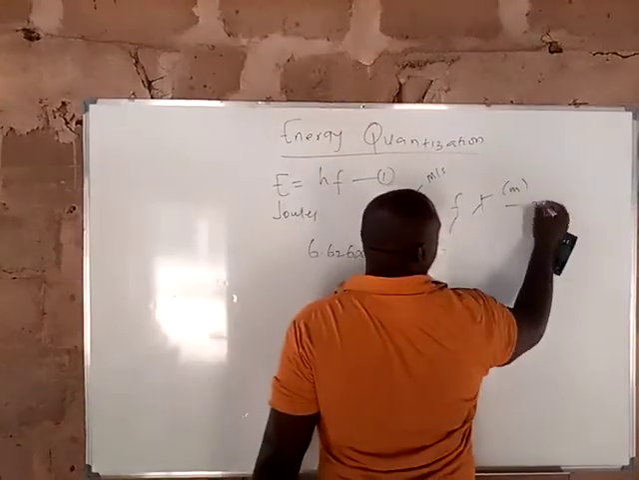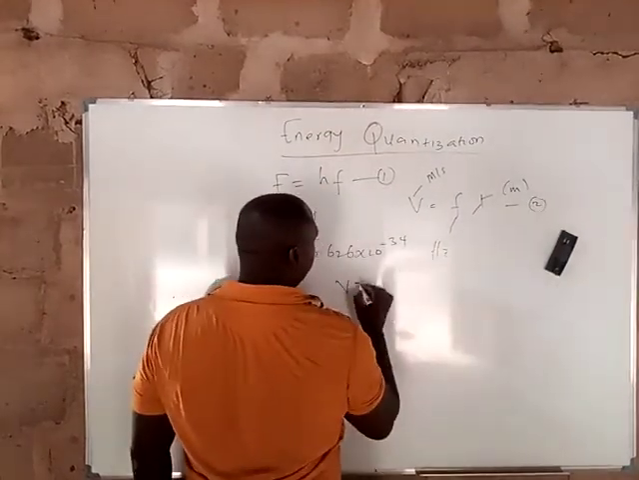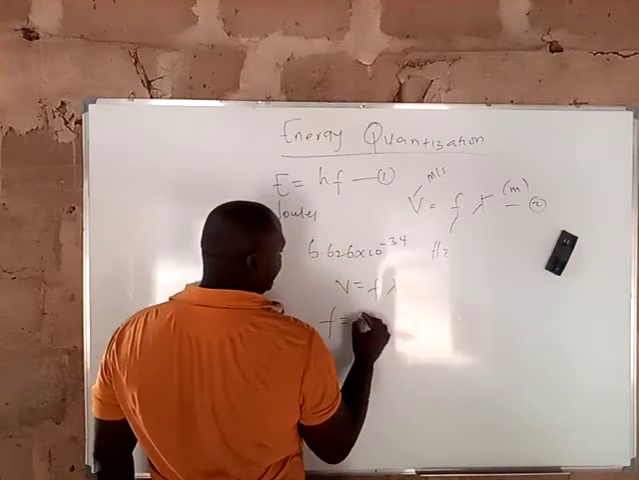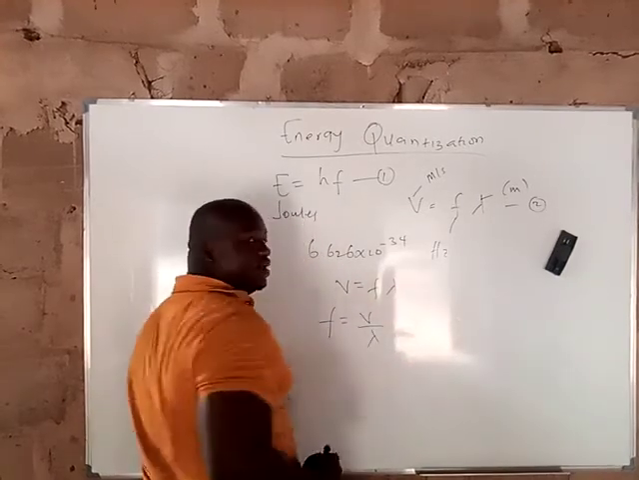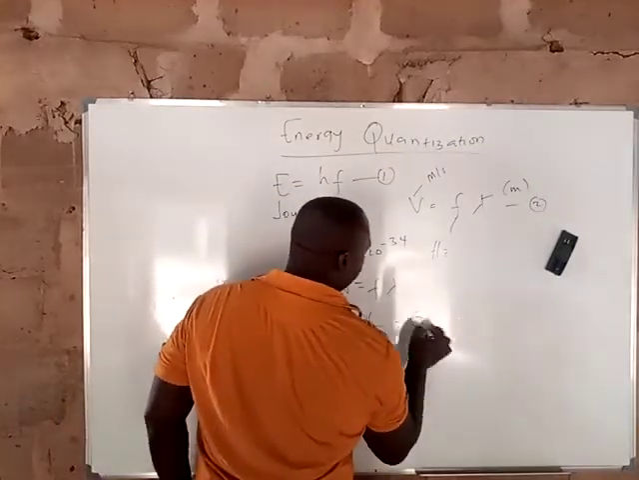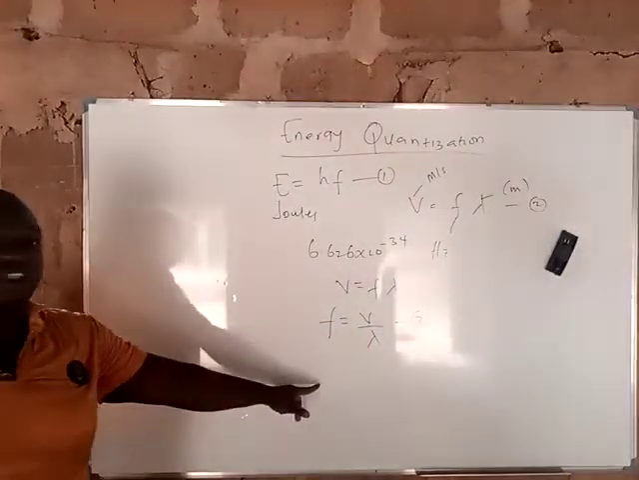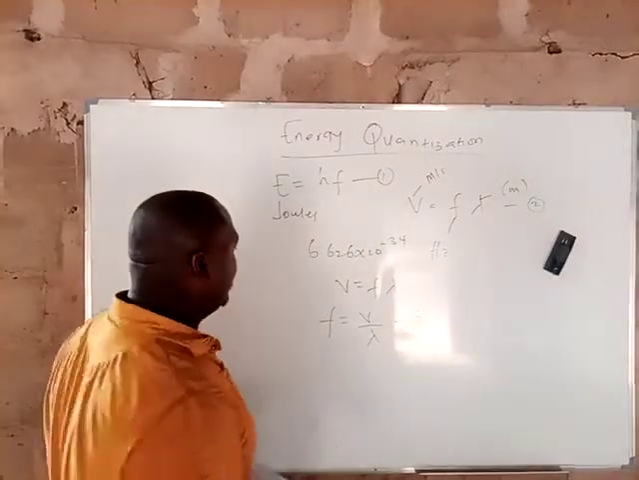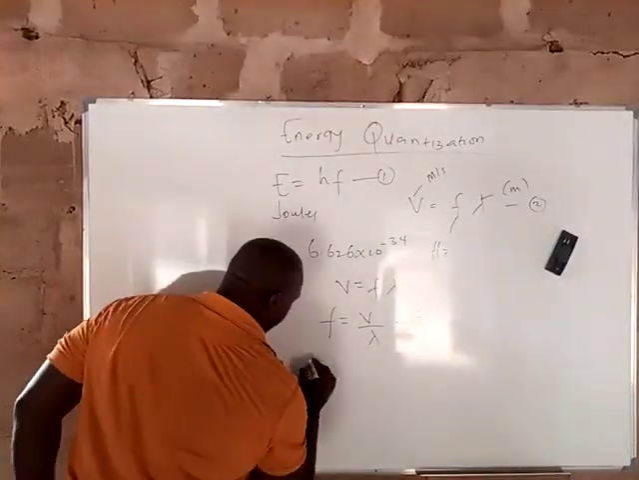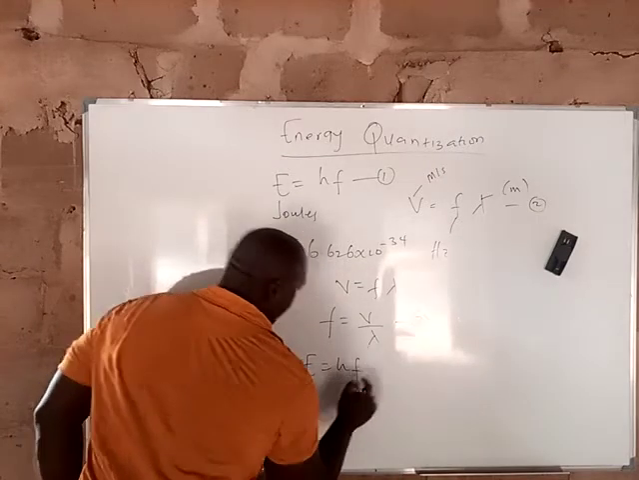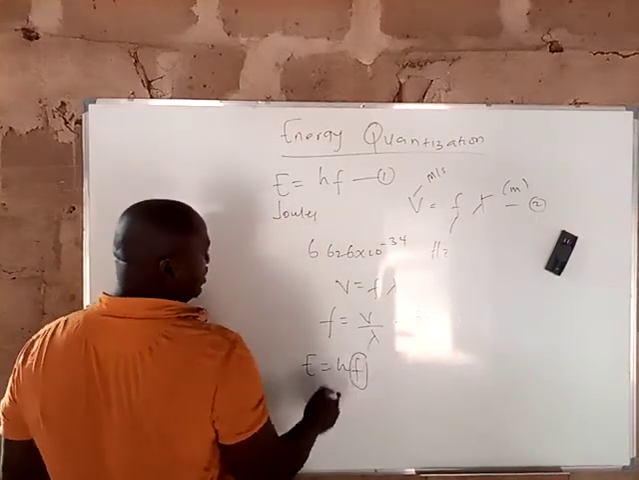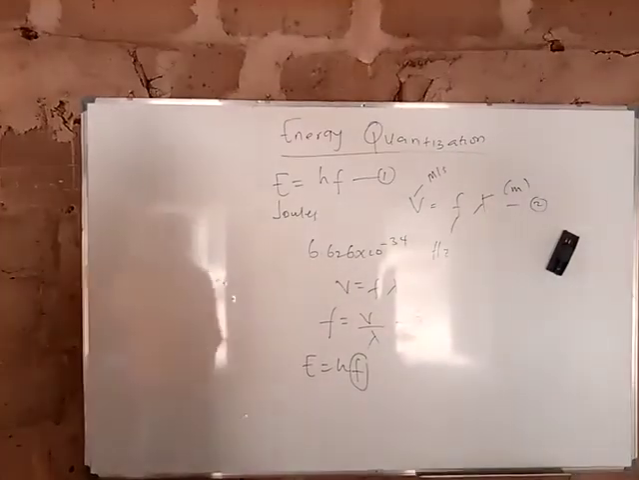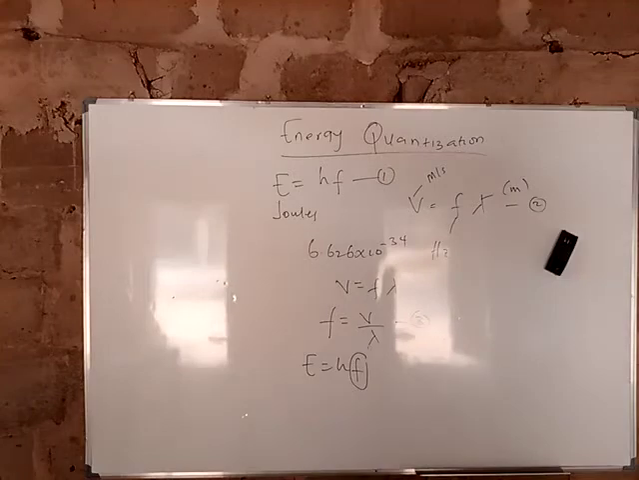Now, look at what I want to do. I will call this my equation 2. Since v = fλ, making f the subject of the formula, you have f = v over lambda. Now, I'll call this my equation 3. And I'm going to substitute equation 3 into my equation 1. E is hf, so whenever I see f, I'm going to represent it with v over lambda. I hope you are with me, class.